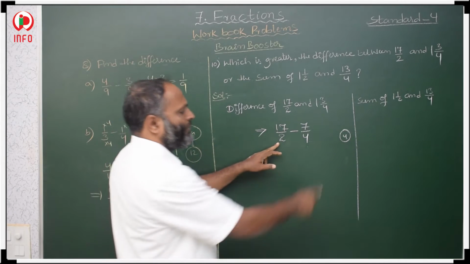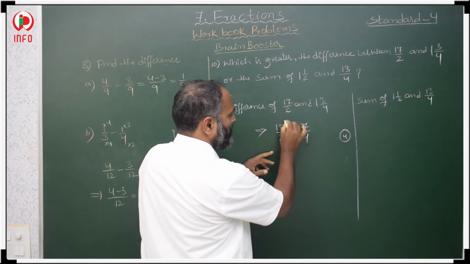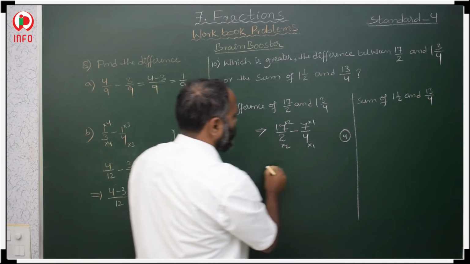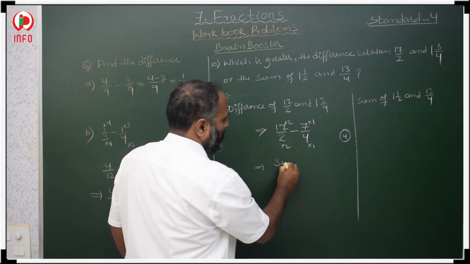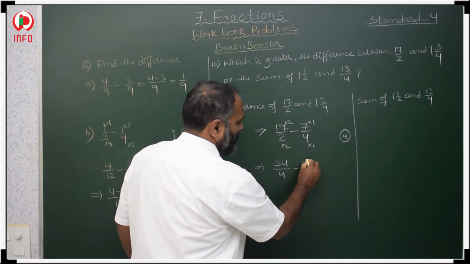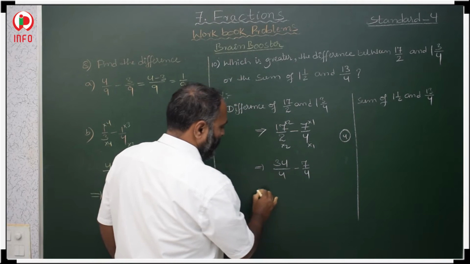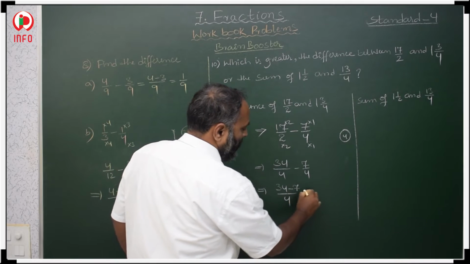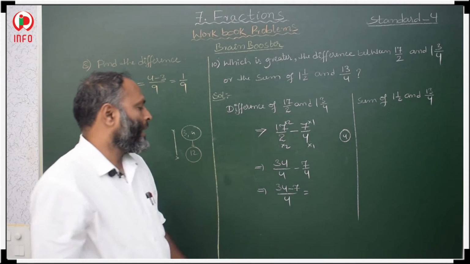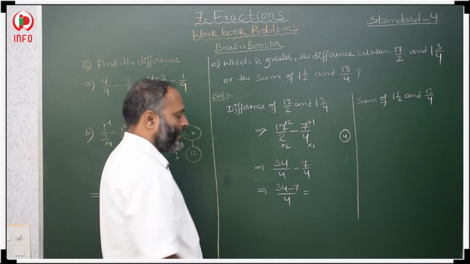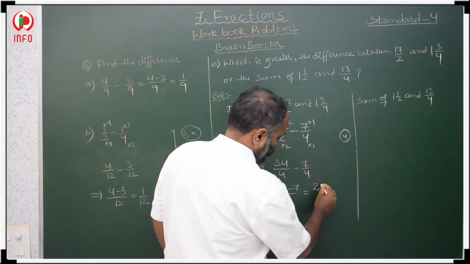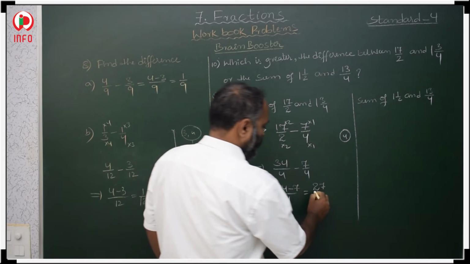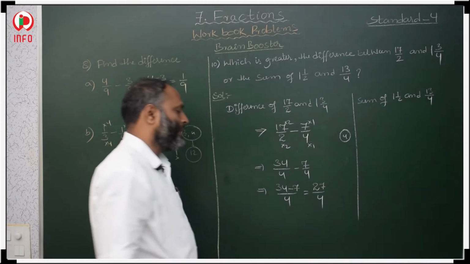Then in the 2 table, when do you get 4? 2 twos are 4. In the 4 table, when do you get 4? 4 ones are 4. 17 twos are 34 by 4. 7 ones are 7 by 4. Then make it minus. Like fractions, subtract the numerators over the common denominator. Then 34 minus 7 is 27, so 27 by 4.